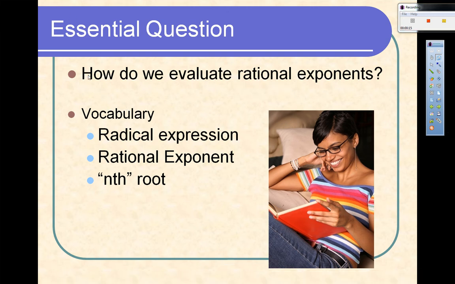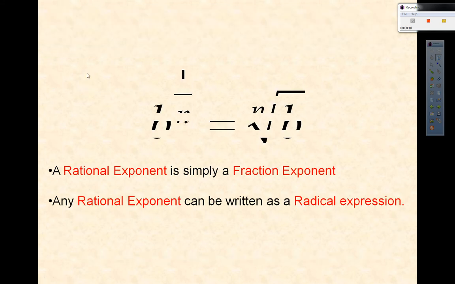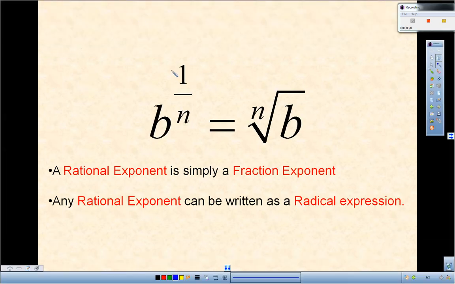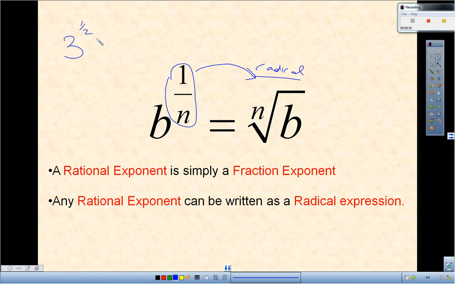Alright, one of the main rules that we have is that if you have a rational exponent, that means a fraction for your exponent, you can write that as a radical expression. So like if you have 3 to the 1/2 power, you can write that as the square root of 3 to the first power. Or if you have x to the 1/3 power, you can write that as the cube root of x to the first power. Just remember with your fraction, the denominator is your root and the numerator is your power or exponent.